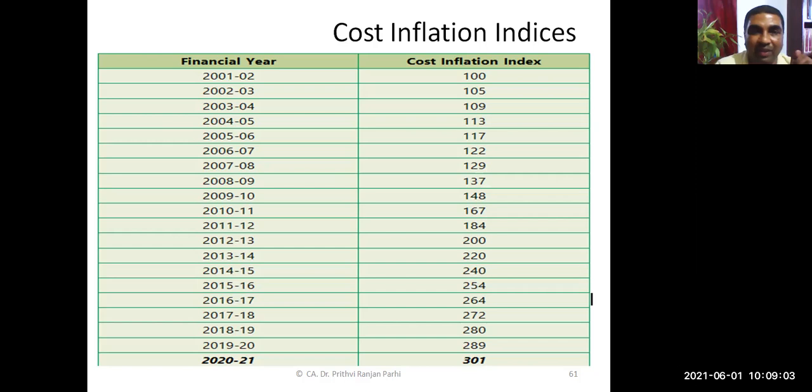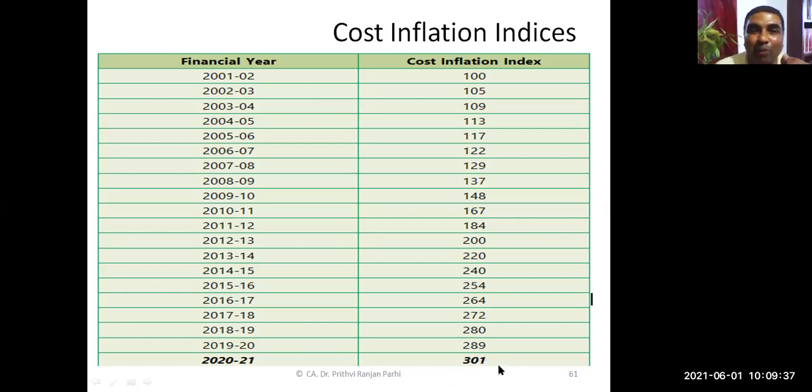Yes, sir. Now you see, this table gives a number. This is called the cost inflation index. We'll be understanding that thing. Let us say in the year 2006-7, the index number is how much? 122. Is it not? 2006-7, what is the index number? 122. But today, in the year of transfer, let us say you are transferring in 2021. What is the index number? 301. That means the 122 in 6-7 is worth 301 today.